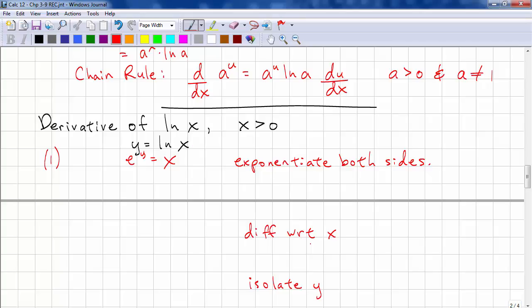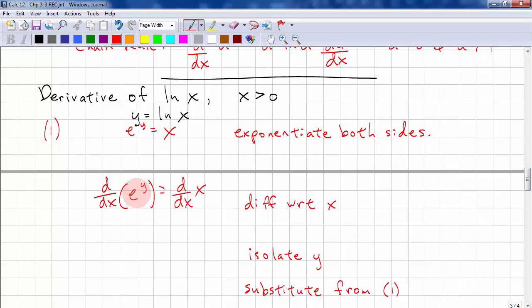Next step, we do implicit differentiation. So we're differentiating every term with respect to x. So d dx e to the y equals d dx of x. We've already calculated this. This is e to the y. And because we're differentiating with respect to x, we need to use the chain rule. This is y prime. The derivative of this is simply 1.